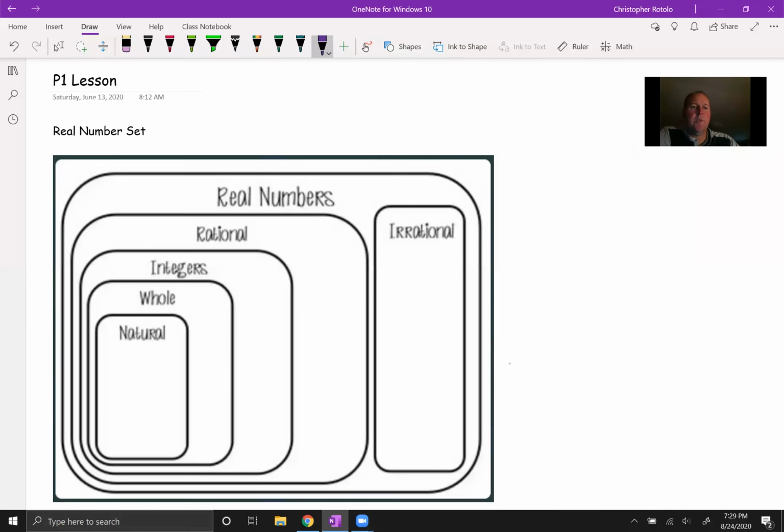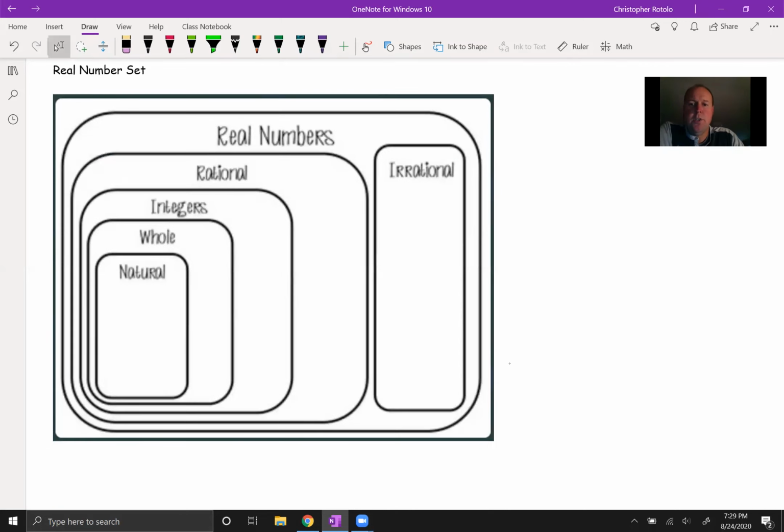Hey there, guys. We're going to review in Prereq 1 lesson. We're going to review a good chunk, a lot of Algebra 1 and part of Algebra 2 here. So the first thing is make sure you remember the real number set.